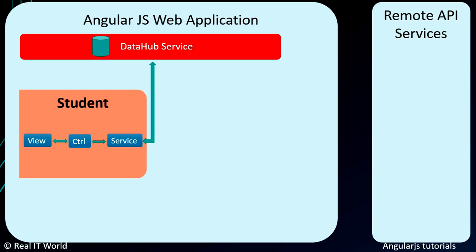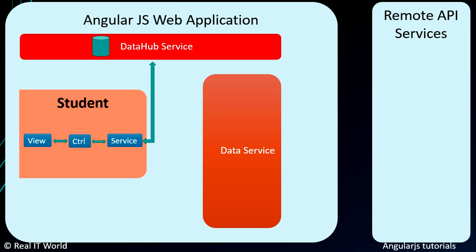First, we will click on get students inside a view. That view communicates with the controller, the controller communicates with the service. The service will calculate whether there is any dependency to get data from a remote service. Yes, we have a dependency: we need to get search filters from the data hub service. It will go to the data hub service, get the search filters data, then make a data service call, passing those student filters, and it will make a server-side MVC call.